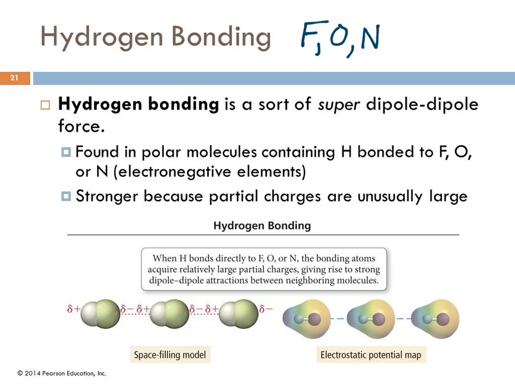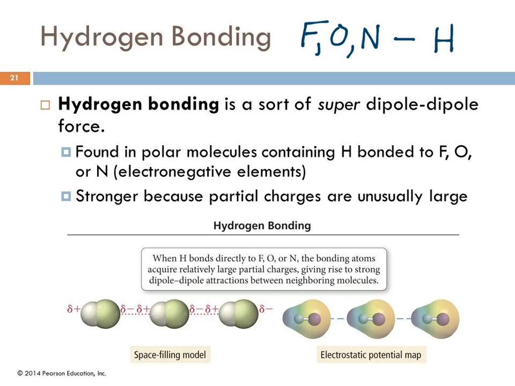So what did E.T. keep saying? E.T. phone home. Phone home. I loved that movie. F-O-N bonded to H. That's what you need for hydrogen bonding. You have to have the H bonded to one of these, nitrogen, oxygen, or fluorine, and it has to be a polar molecule. But chances are good if that combination's in there, it's going to be a polar molecule.